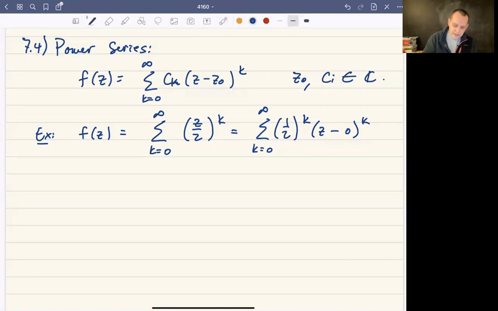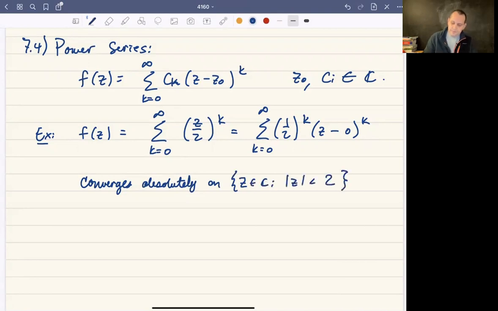And we know that this converges. We just saw in the previous video that this converges absolutely on the set of complex numbers where the modulus is less than 2. Okay, so that's the first example.